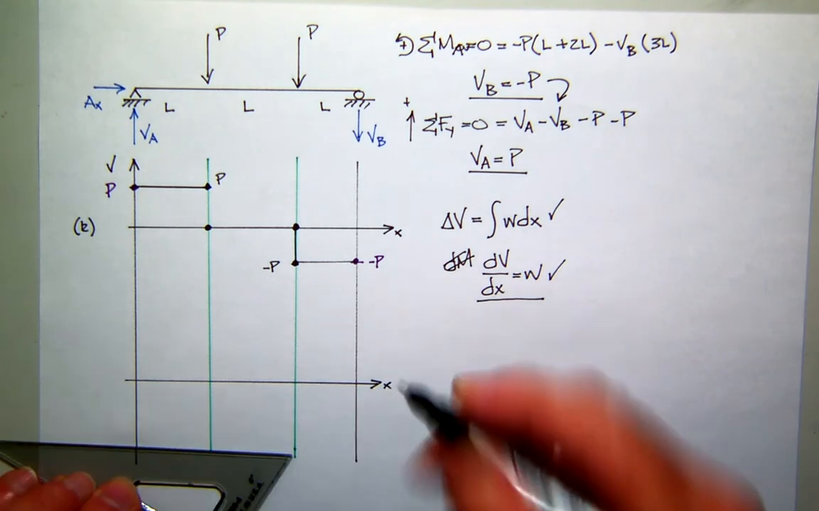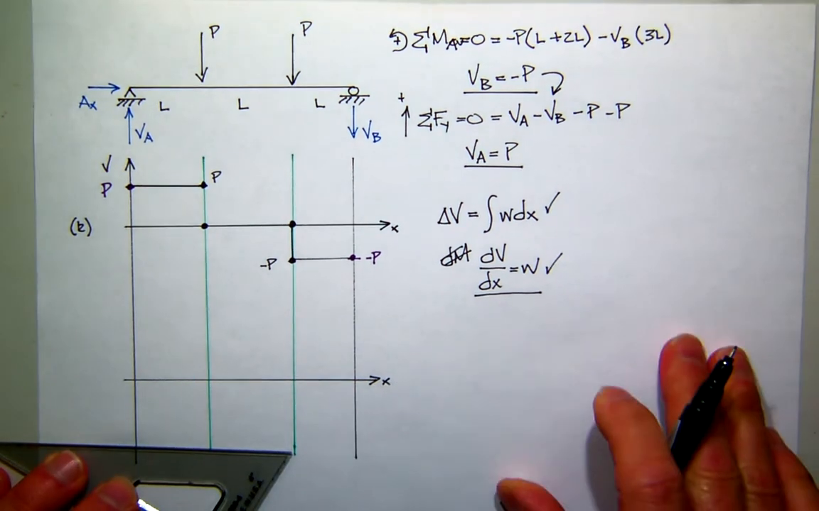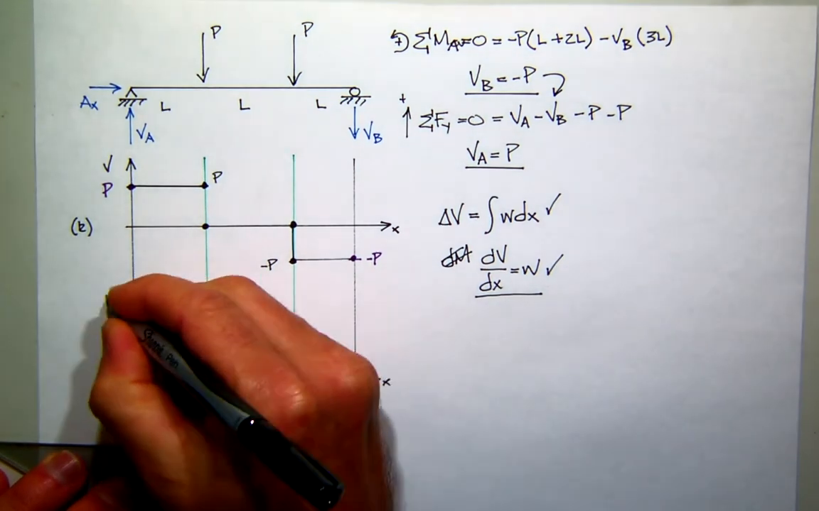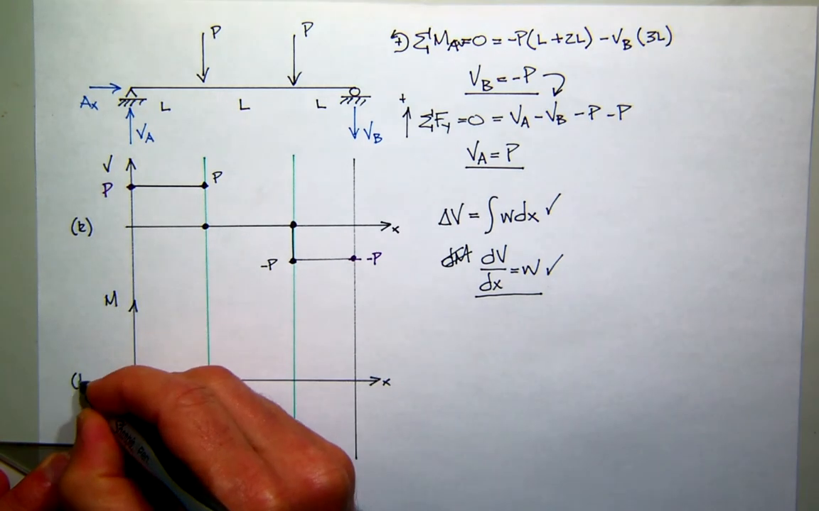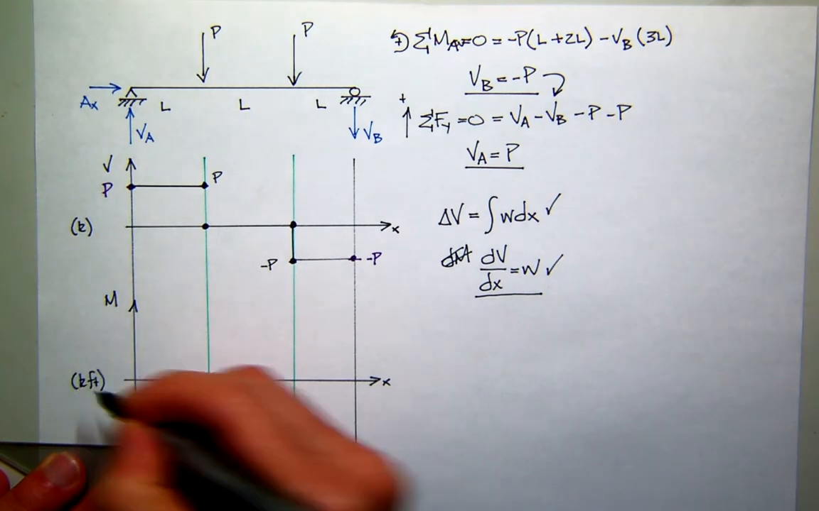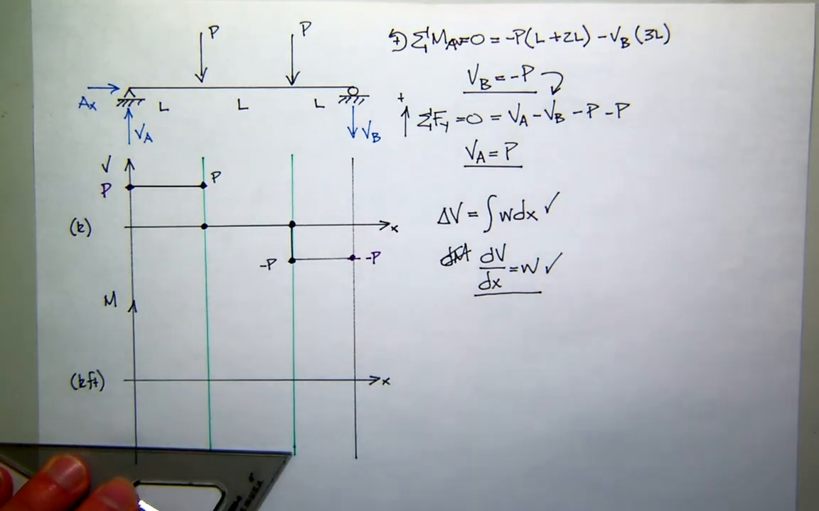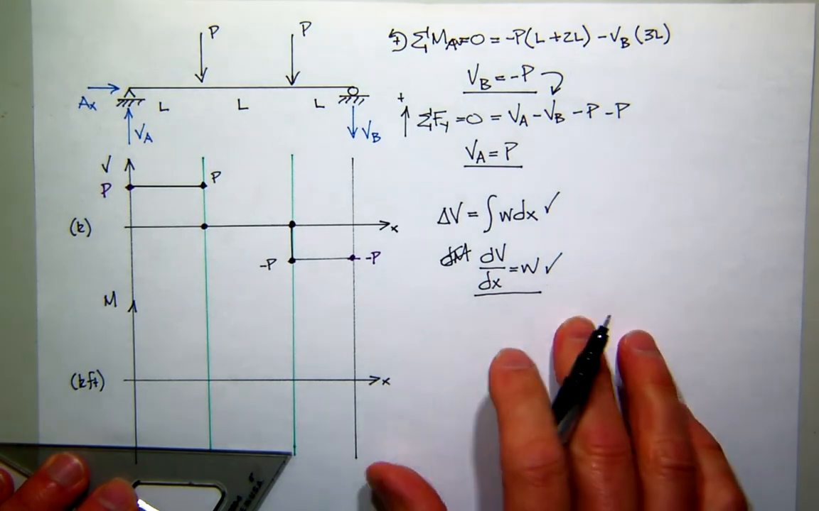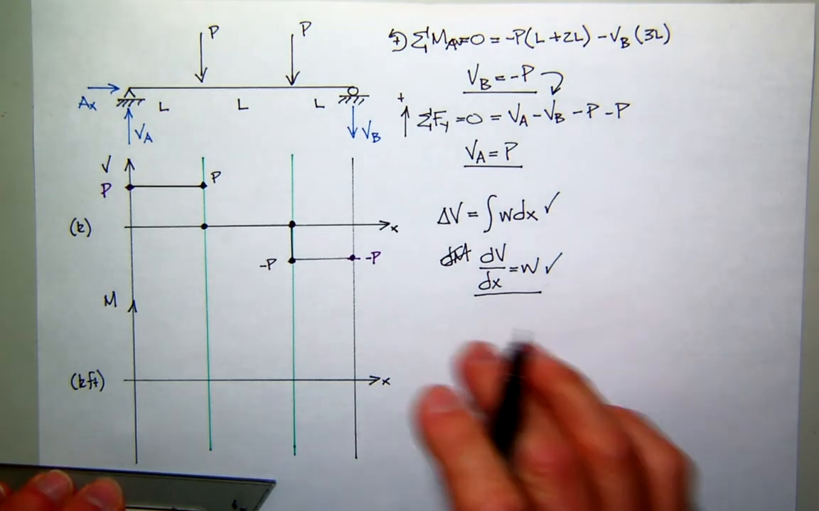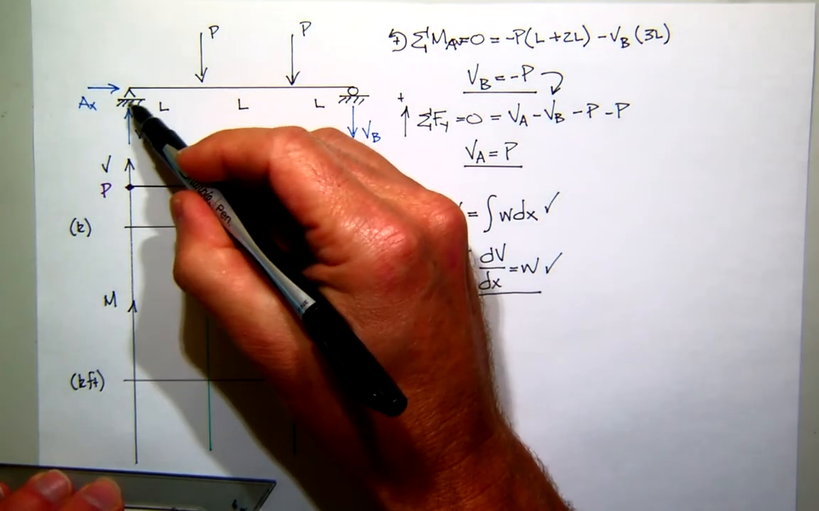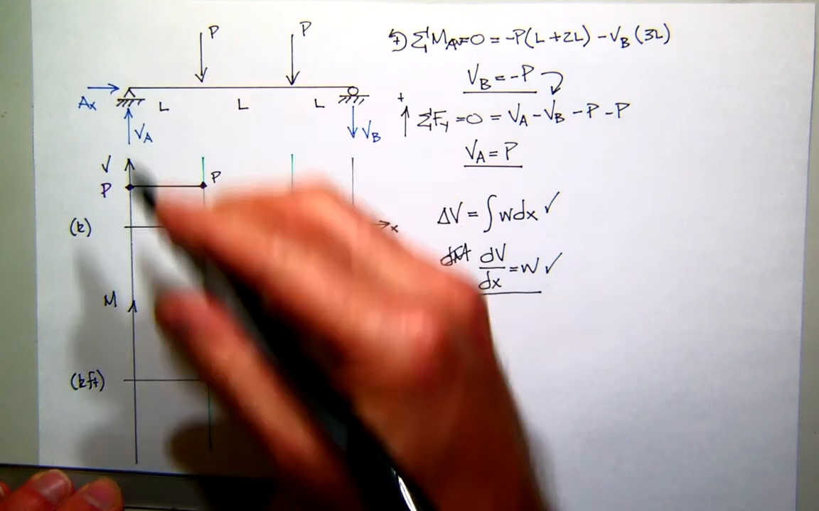So again, I'll assume positive coordinate x. I'll assume here's my positive moment, and typically moment has units of kip feet. Now, do we know the moment anywhere in our structure? Well, let's just start here on the left side. Do I know the moment here? It's 0.